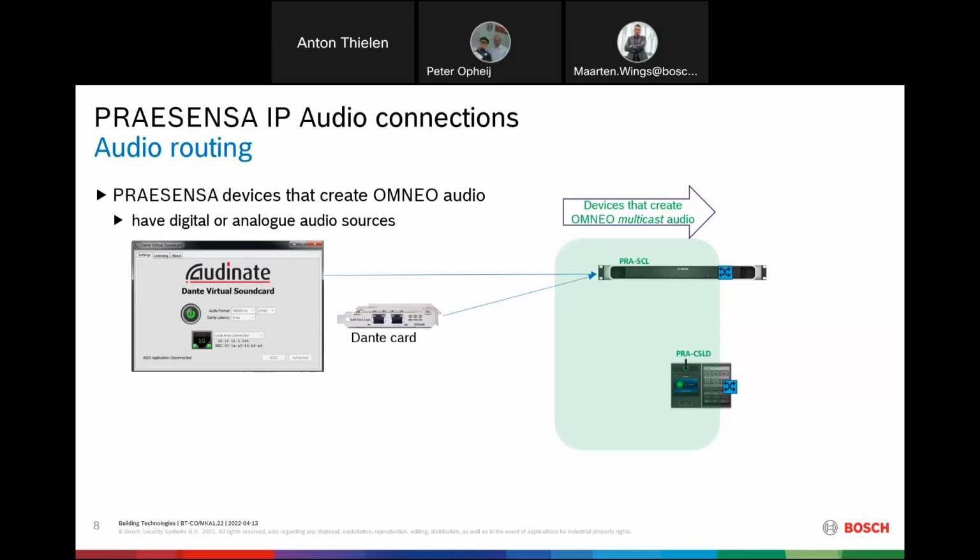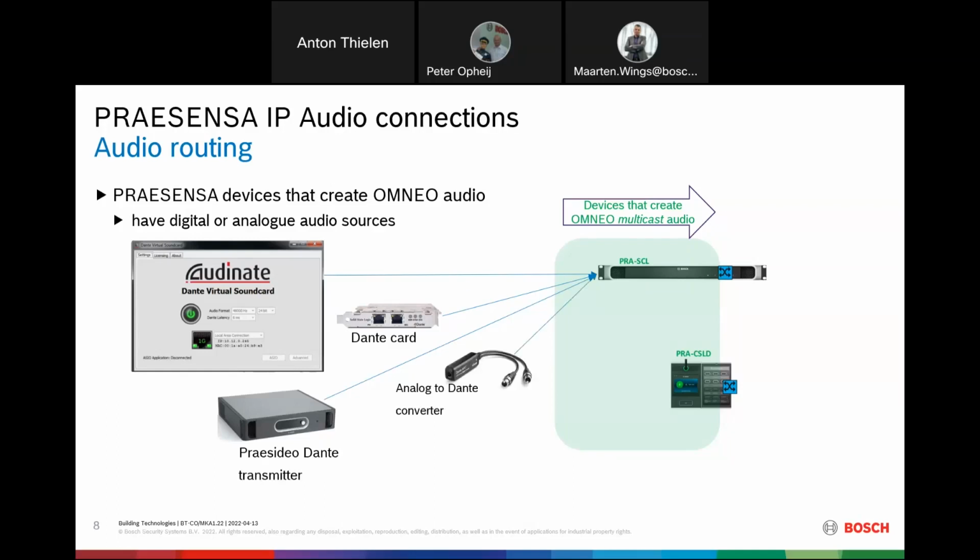That's an embedded PC card in this case, which produces that audio, so you do not have a separate application, but it's just this hardware doing it. Another option, for example, could be the Presidio Dante transmitter. That's the Omnio interface which we have there, the OMI. That one can also just send out Dante, and then the system controller can receive it.